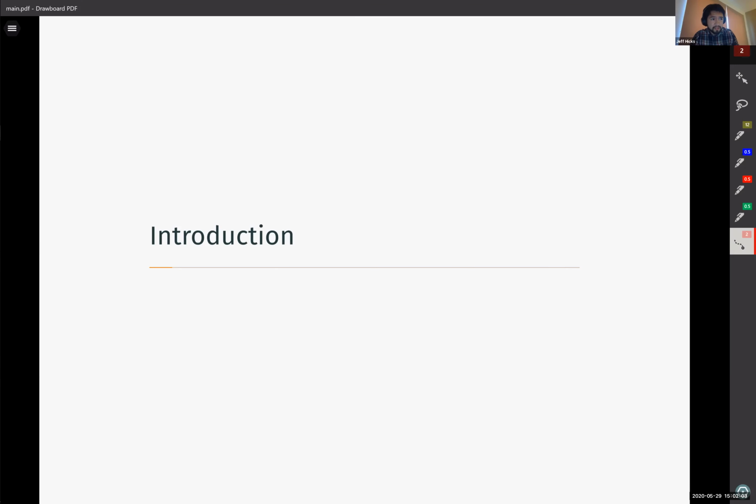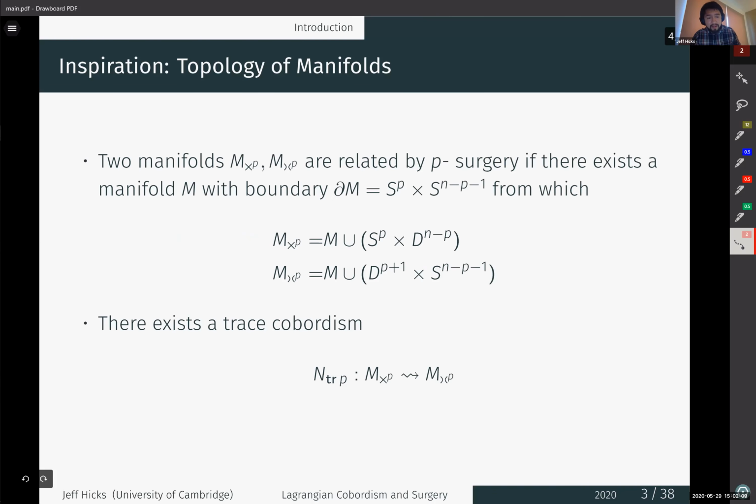Before talking about Lagrangian cobordisms and Lagrangian surgeries, I just want to talk about surgery of manifolds and cobordisms of manifolds. So here's the notation that I'm going to be using for this talk. Two manifolds, which I'll call M cross P and M cross P, are related by P surgery if there exists another manifold whose boundary is S^P cross S^(n-P-1), from which you can obtain the original two manifolds by either gluing in an S^P cross D^(n-P), or you can glue in a D^(P+1) cross S^(n-P-1).